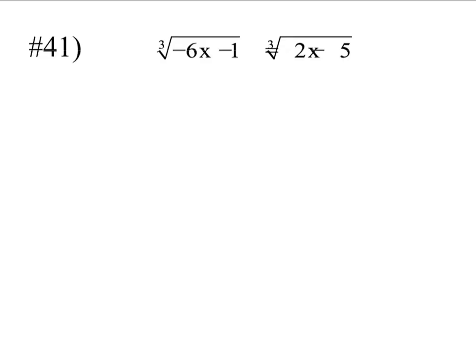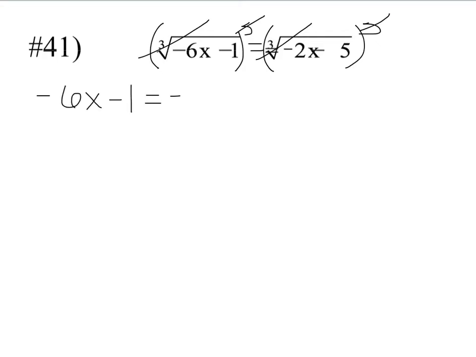Alright, 41 says cube root of -6x minus 1 is equal to the cube root of -2x minus 5. We have radicals isolated on each side, so on this one we're going to take a cube to get rid of our cube root on both sides. Cube root and cube cancel, cube root and cube cancel, leaving you -6x minus 1 is equal to -2x minus 5.